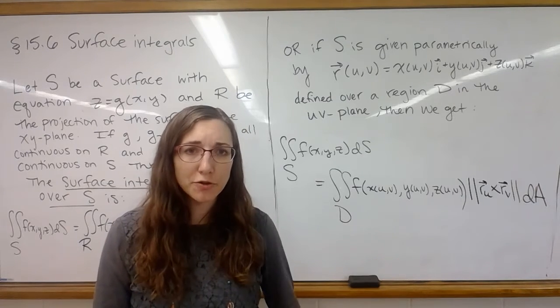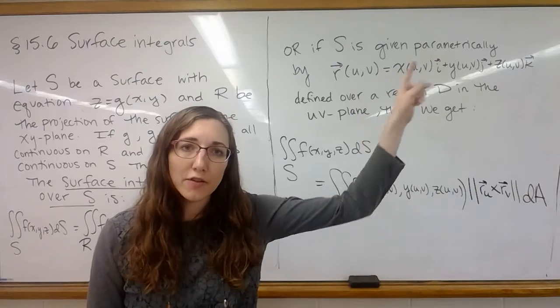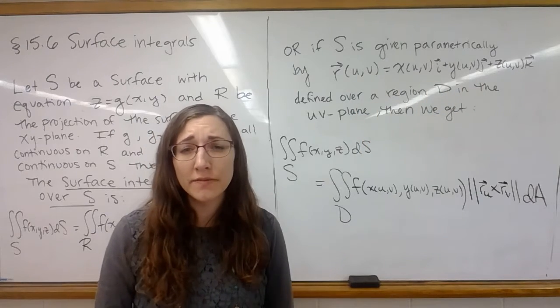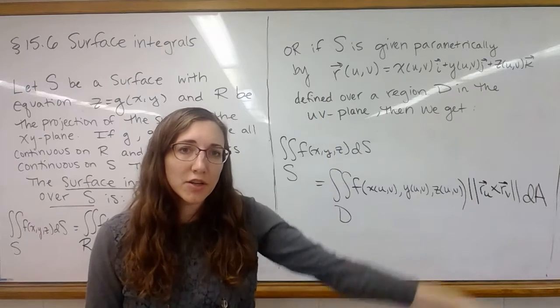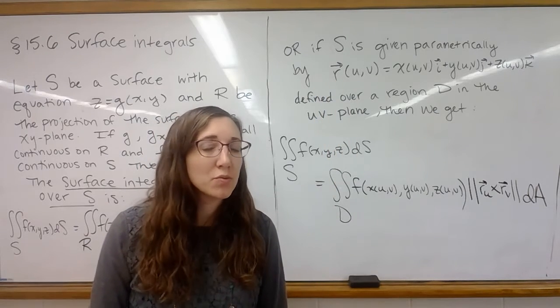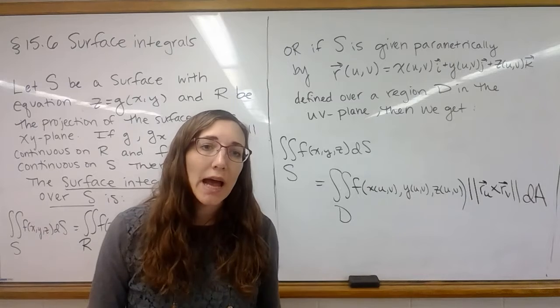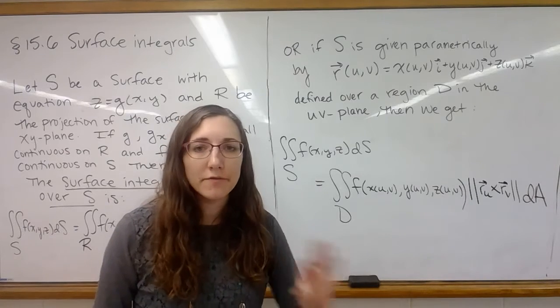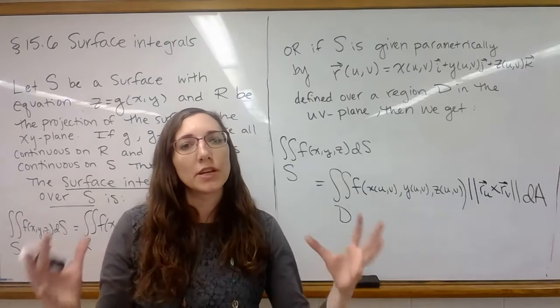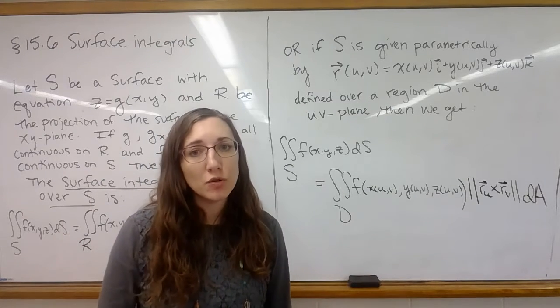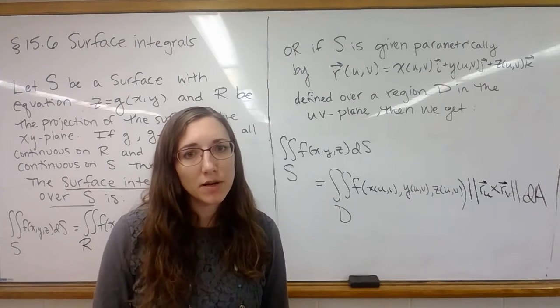So remember, r sub u is the vector valued function of taking all the partial derivatives with respect to u. R sub v is the vector valued function where you take all the partial derivatives with respect to v. And then the cross product is that vector defined function. And then we're going to take the magnitude of it, which will turn it into a function of u and v, not a vector valued function anymore.